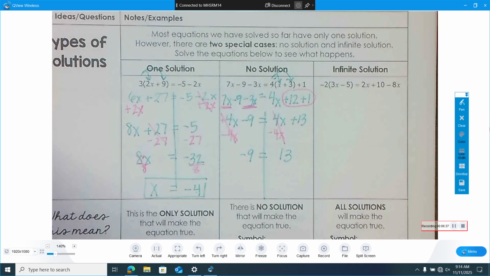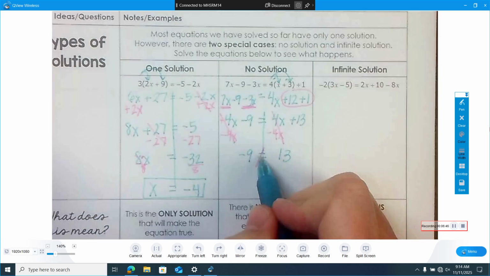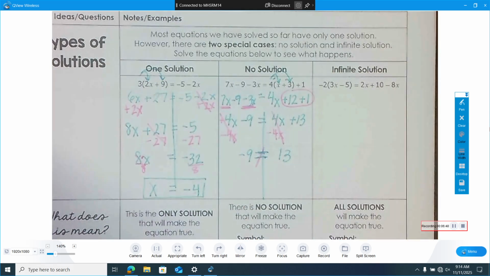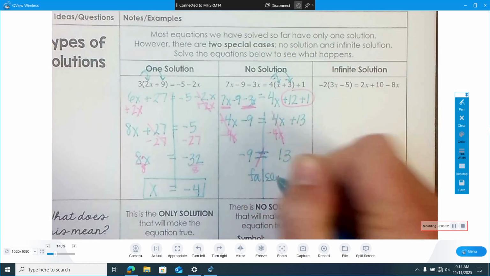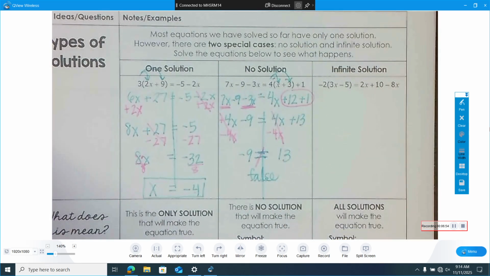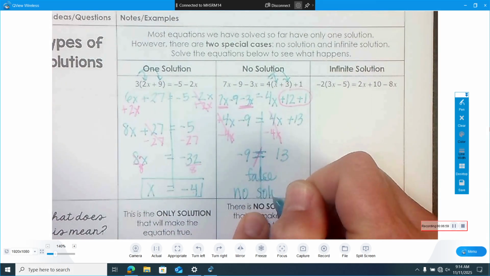Does negative 9 equal 13? No, it does not. It never does, and it never will because this is Earth. 9 does not equal 13. That is a false statement. That is false, and when we get a false statement, that means there is no solution, okay?